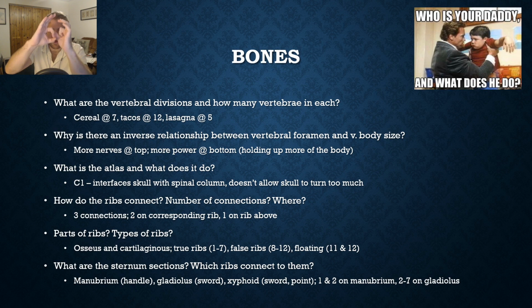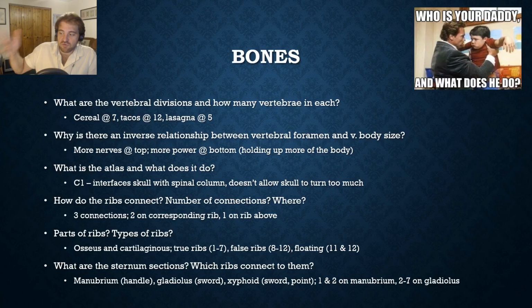So at the top, you'll have a large foramen and a small vertebral body. And then down towards the bottom of the body, you have a very small foramen and a very large vertebral body. This is because the spinal column goes through that vertebral foramen, and the further you go down the body, the less nerves there are in the spinal column because they've all branched off to go to things, right? Just like if you're on a freeway that is getting to its ending point, there's fewer and fewer lanes. They've all kind of branched off to go other places.